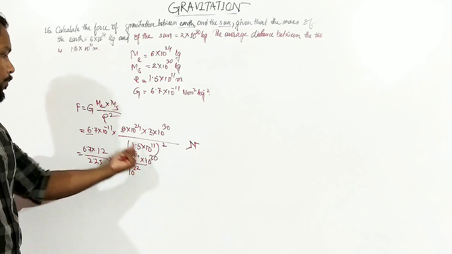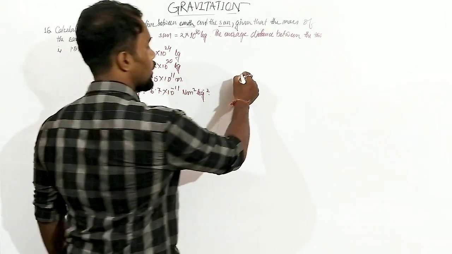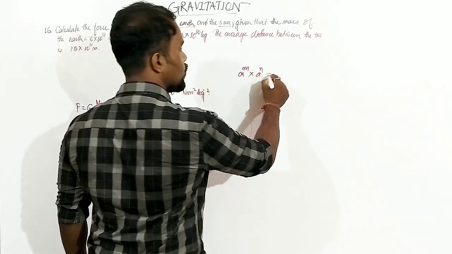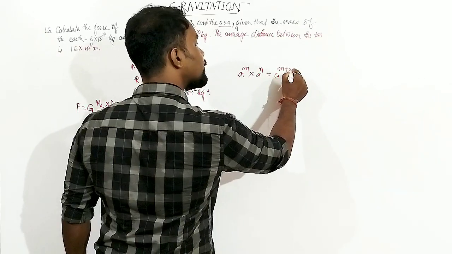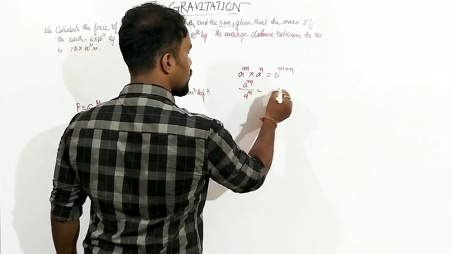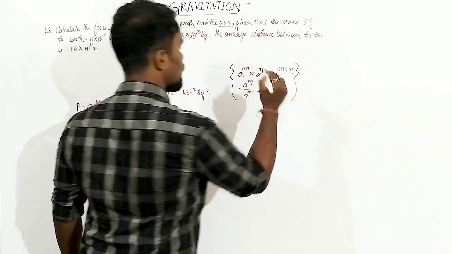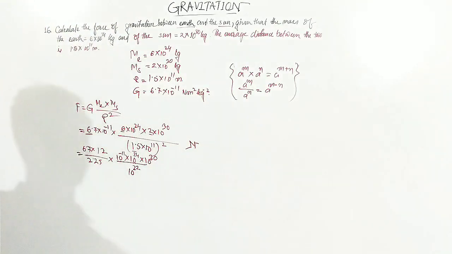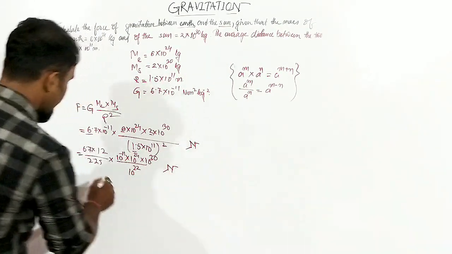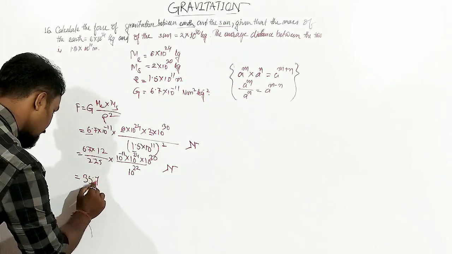To arrange all the powers, we have to use one general rule. That is, a to the power m into a to the power n leads us to a to the power m plus n. And a to the power m by a to the power n gives us a to the power m minus n. Those are the two main formulas that we are going to use to solve this type of problem. Okay, and that term, if you solve, you are going to get 35.7.